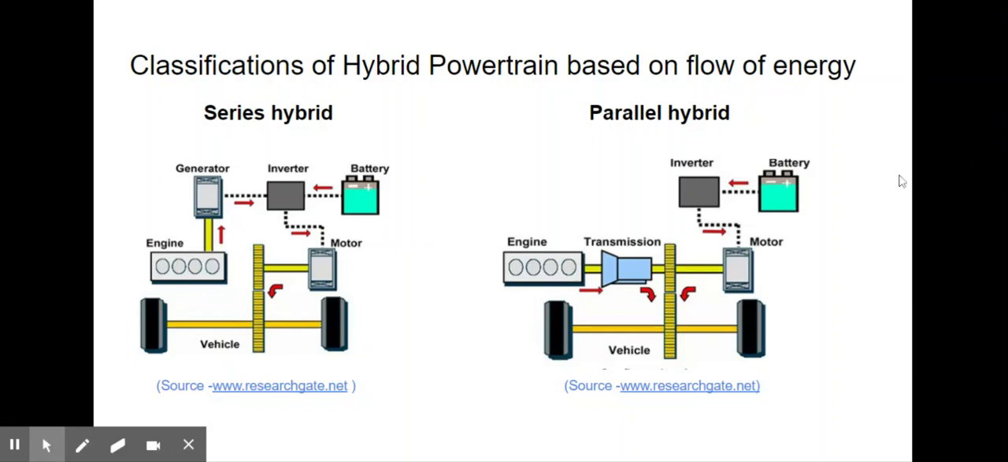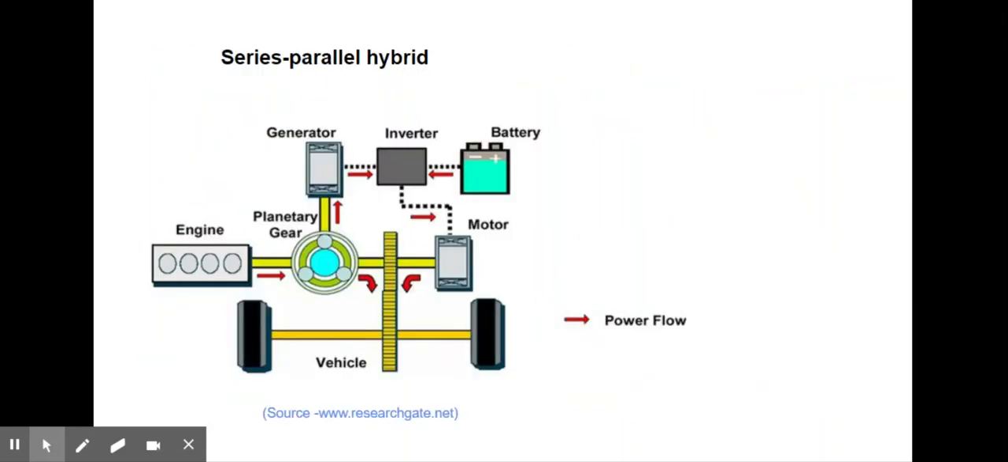Now, the third classification is series parallel hybrid. In this, the vehicle can be powered by the gasoline engine working alone, the electrical motor by itself, or by both energy converters working together. Power distribution between the engine and the motor is designed so that the engine can run in its optimum operating range as much as possible.